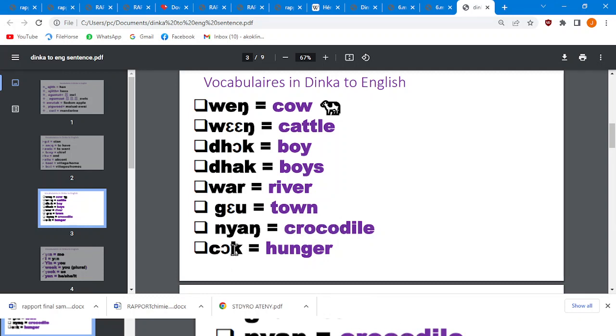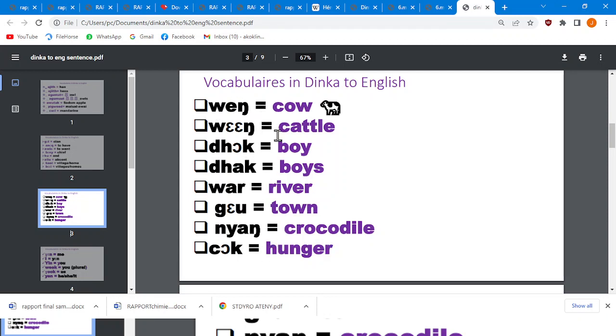Crocodile. Chock means anger, to be angry. If you say a neck chop in Dinka, a neck chop means I'm angry. I'm very angry. A neck chop of it. So angry. Chop is a Dinka word meaning anger.